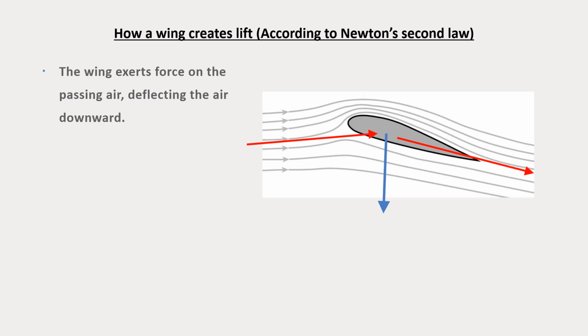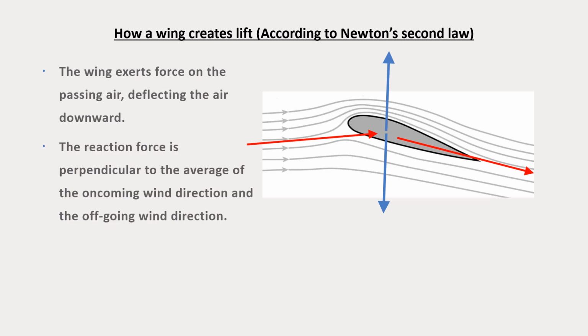The wing deflects, changes the angle. In order to change the angle of the air, it has to exert a force on that air. So this blue vector here represents the force that the wing is exerting on the air. Since there's an equal and opposite reaction, the air is exerting a force on the wing in this direction, represented by this upward blue arrow.